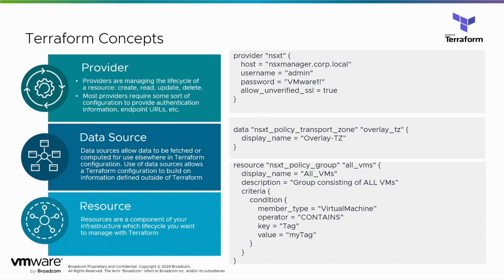Data sources allow data to be fetched or computed for use elsewhere in Terraform configuration. And then finally, we have resources, which are a component of your infrastructure whose lifecycle you want to manage. So this is the actual object. In this case, we're creating a policy group of all VMs, and we're setting conditions, dynamic matching criteria, which is a virtual machine that contains a tag with a value of my tag.